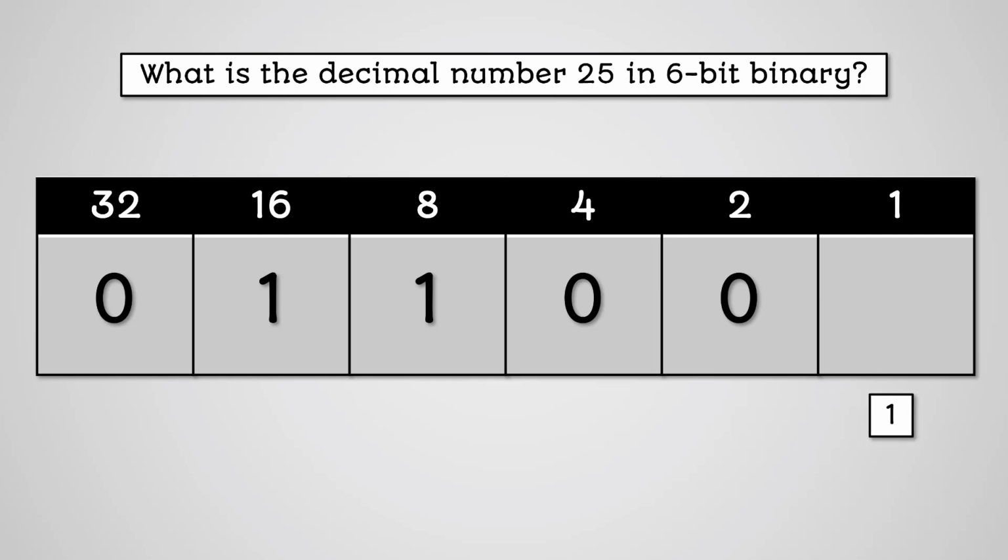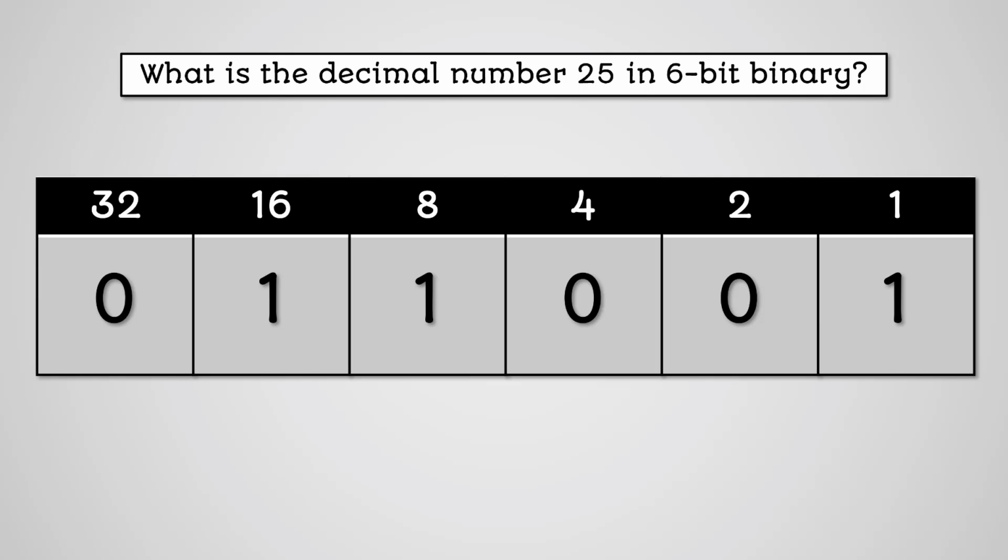Finally, we move on to the 1 column, our least significant bit. Can 1 fit into 1? Yes, so we have one of these, so we put a 1 in the 1 column. Now we have to take 1 away from 1, which leaves us with 0, and our conversion is now finished. Basically, you need to keep taking away until you reach 0.